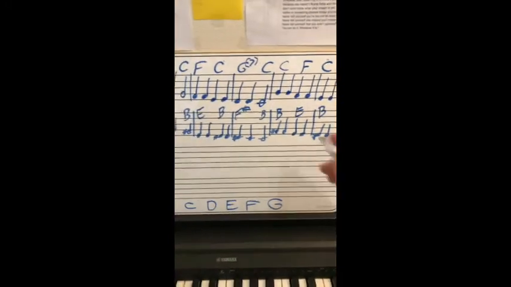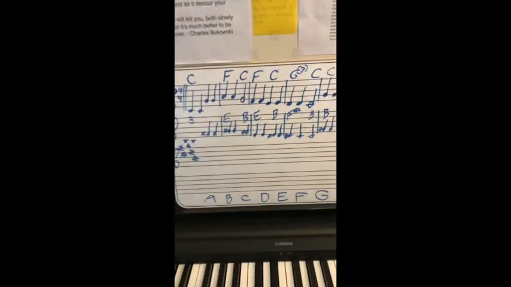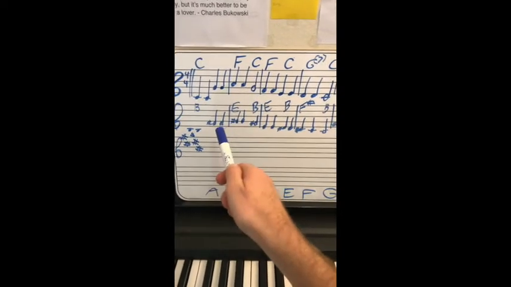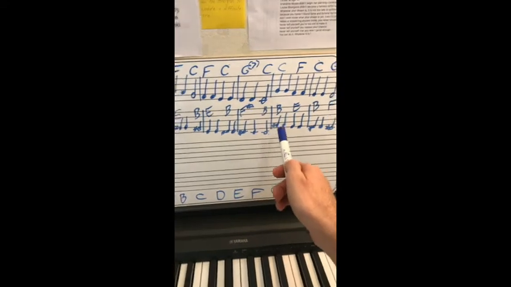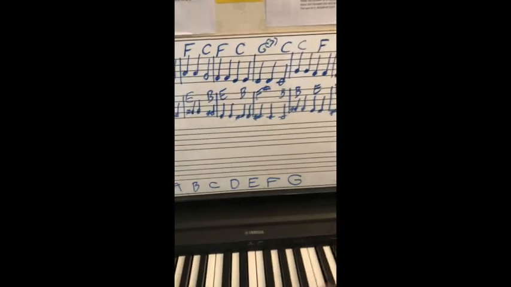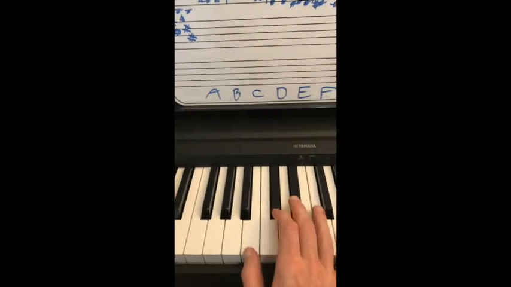Bear with me. I'm at an awkward angle here. But I want you to see this, okay? So, B, F sharp, G sharp, F sharp, E, D sharp, C sharp, B, F sharp, E, D sharp, C sharp. But let me just play that real quick. All right, so new melody.